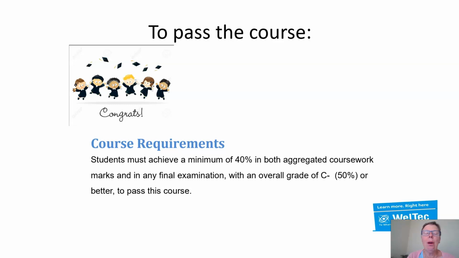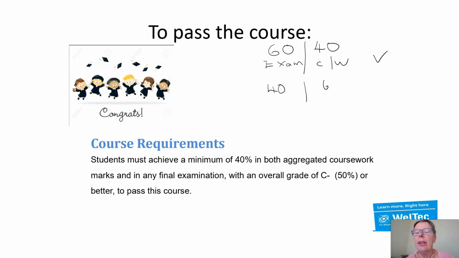Now, this is a question that gives a lot of confusion to students. The requirement is that you must achieve a minimum of 40% in both aggregated coursework marks and in the final exam. Now that means that you can get this. So this is your exam and this is your coursework, and that will give you a pass, or you can get 40 and 60 and that will give you a pass, because both of those give you an average of 50%.